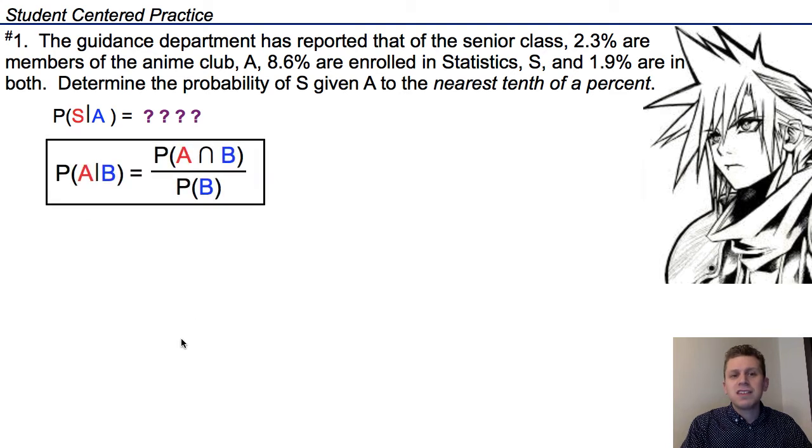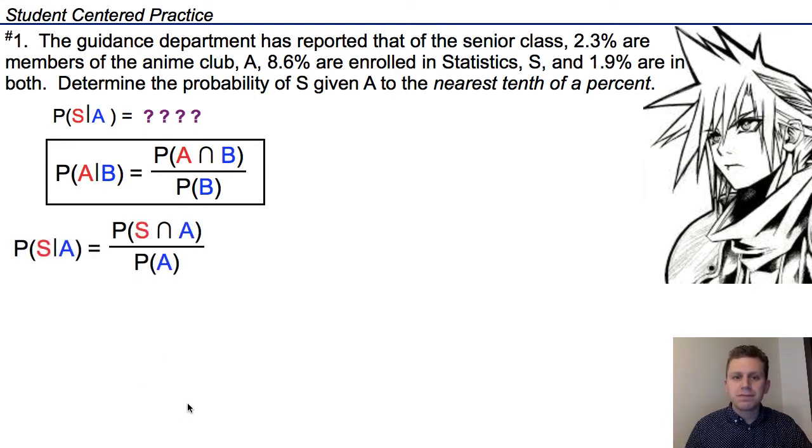Our formula is different if I had what's the probability a student was in anime given statistics, which is different than what we have, which is statistics given anime. So those are different things there. And all I have to do is replace. Everywhere there's a red A, I'm going to replace it with S for statistics. Everywhere there's a blue B, I'm going to replace it with A for anime. So I just translate there.